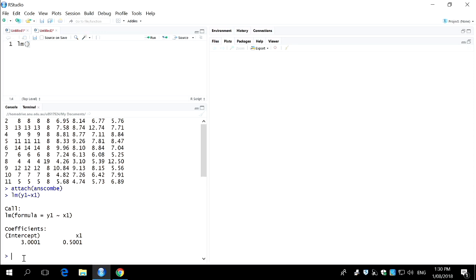So I'm going to call that model 1. So I'm going to do that for all 4. So model 1 is lm(y1 ~ x1).